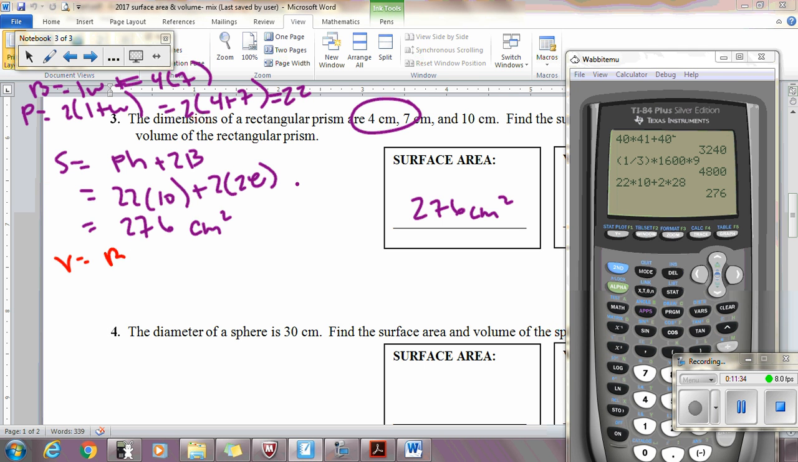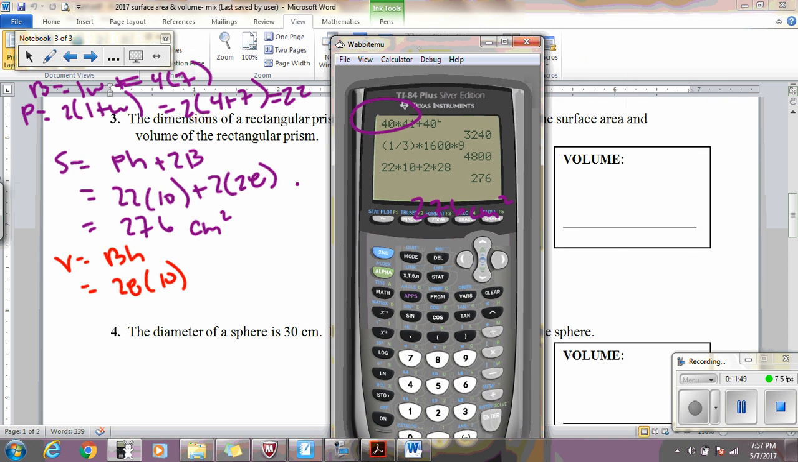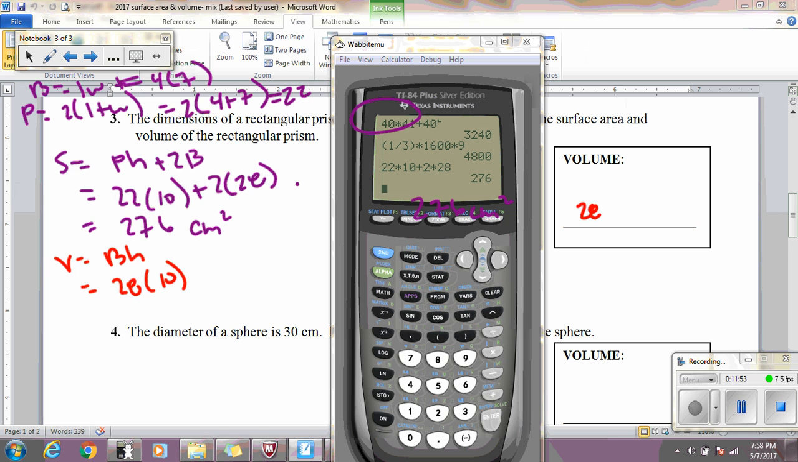Now for the volume, again, volume is B times H. And we said B was 28 in the earlier portion. And then the height was 10. So 28 times 10 is 280. So my volume is 280 centimeters cubed.